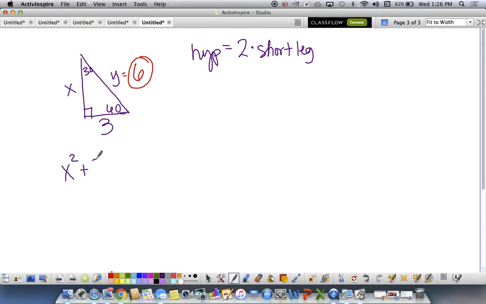X squared plus 3 squared equals 6 squared. So x squared equals, did we just do this one? Do we need to do a different one? No. You get 3 root. 36 minus 9 is 27. You're going to have to do another one. It says it in the name.